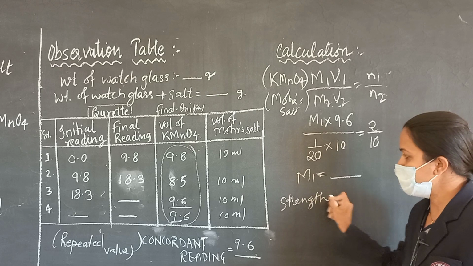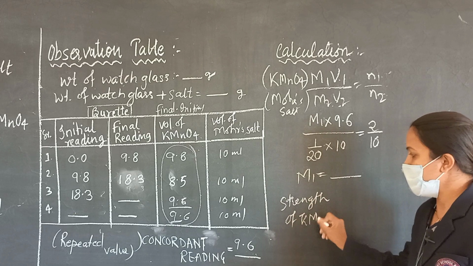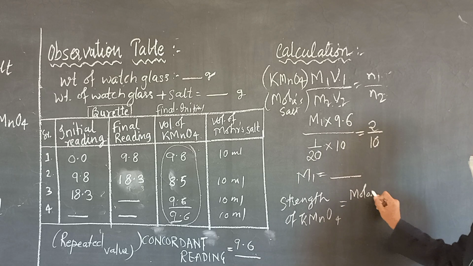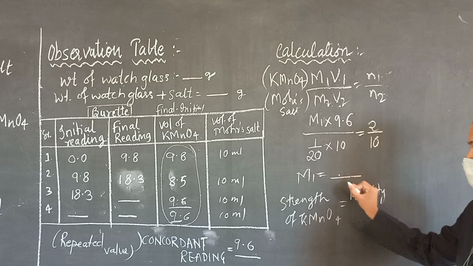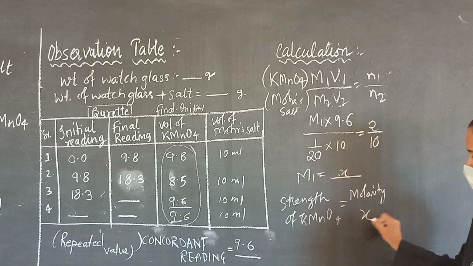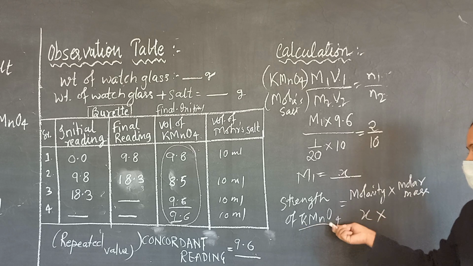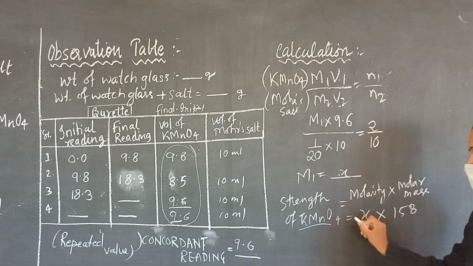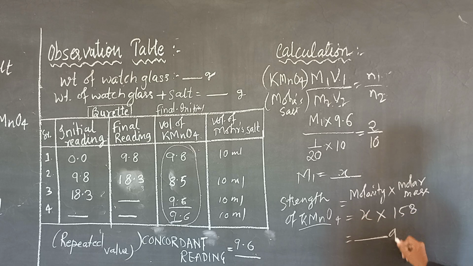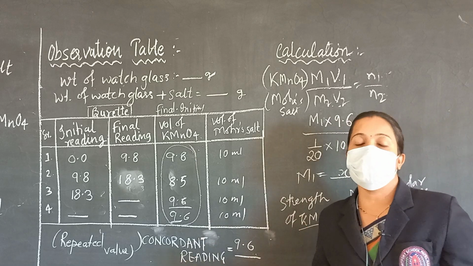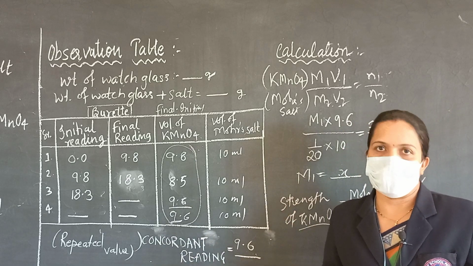Similarly, we can calculate the strength of KMnO4, and this is what they have asked in this titration. So how to calculate the strength of KMnO4? First of all, we calculate the molarity of KMnO4 into the molar mass of KMnO4. Consider that the molarity is X and the molar mass of KMnO4 is 158, and you will get the answer, which would be in gram per liter. These are the two answers asked in this experiment: the molarity of KMnO4 and the strength of KMnO4.